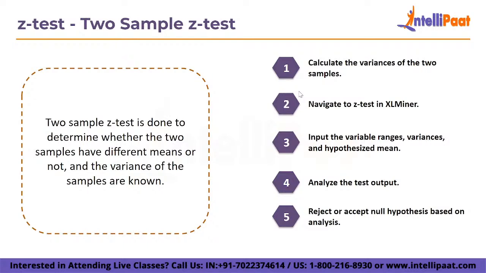For example, if we have our null hypothesis which says the means of the two samples are equal, we have to give the hypothesized mean as well, the mean difference basically. If those are equal, the mean difference will be 0. After that, we analyze the test output, which I'm going to show you while working on the demo. And moving further, we'll have to just reject or accept the null hypothesis based on our analysis.